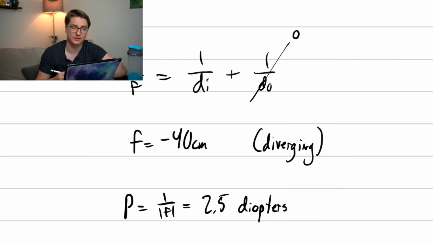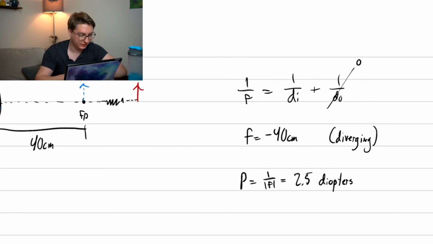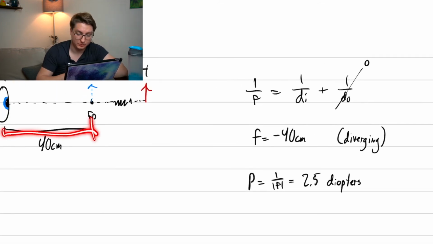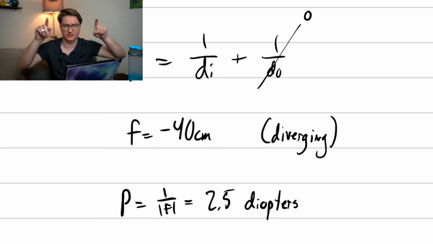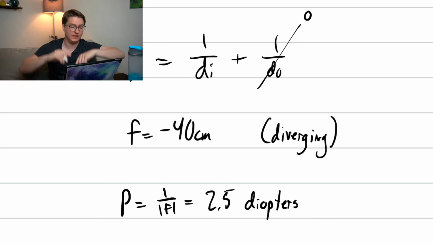So we get a pretty simple equation: 1 over the focal length equals 1 over the distance of the image. So we can just write the focal length as the distance of the image. And note, again, it's on the same side, so it has to be negative: negative 40 centimeters. Since it's negative, it has to be a diverging lens, the kind of lens that looks a little bit concave on each side.